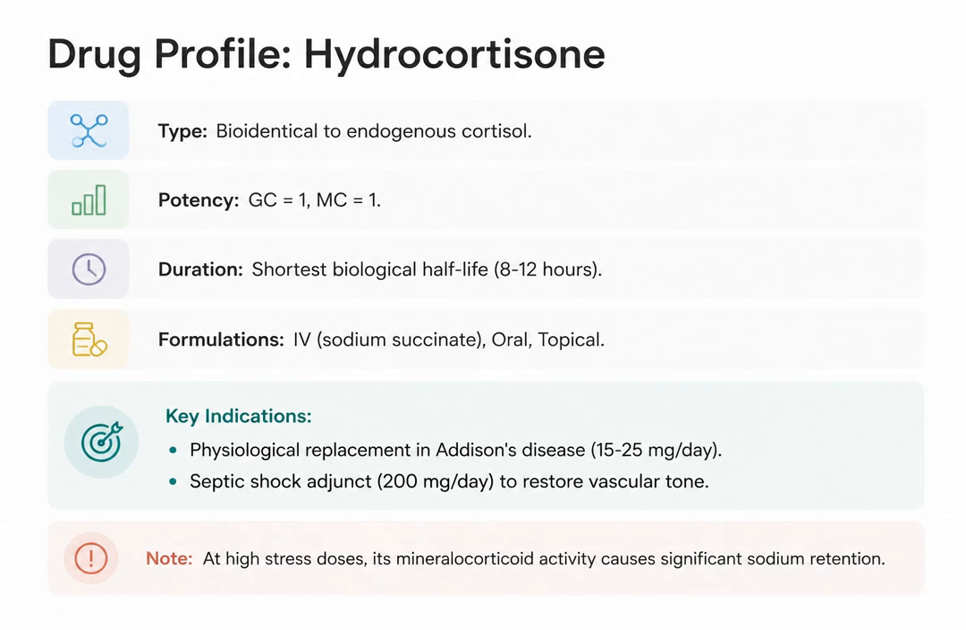Let's look at specific drugs. Hydrocortisone is bioidentical to human cortisol. Because it has a 1-to-1 ratio of glucocorticoid to mineralocorticoid activity, it is the perfect physiological replacement for Addison's disease. We also use it in high doses for septic shock to restore vascular tone. Just be aware that at those high doses, its mineralocorticoid activity will cause significant sodium and water retention.